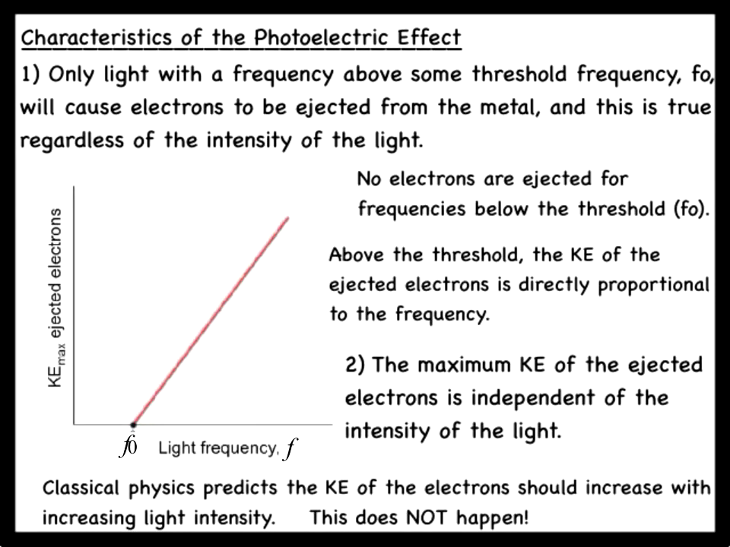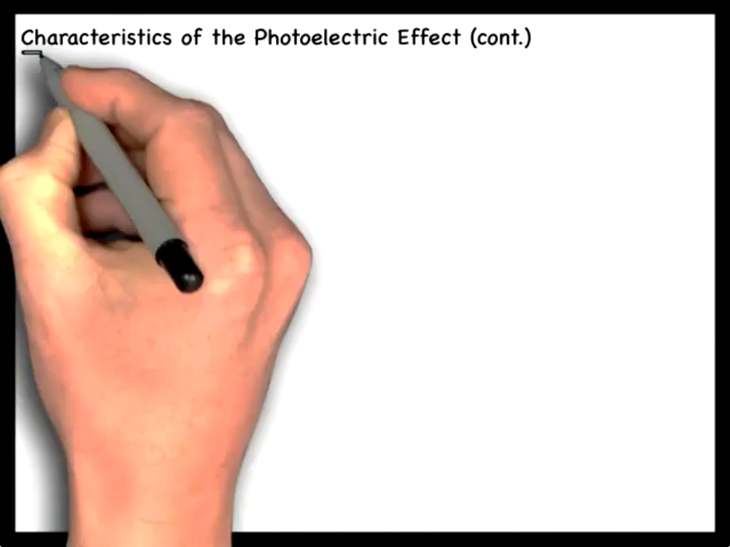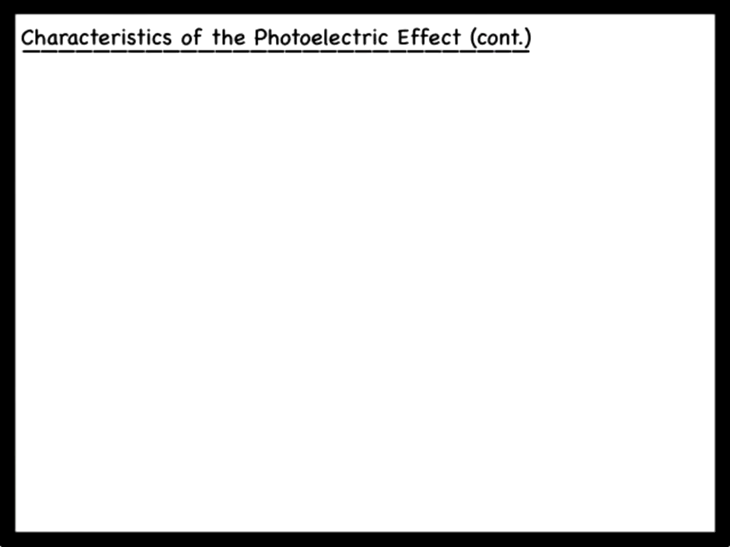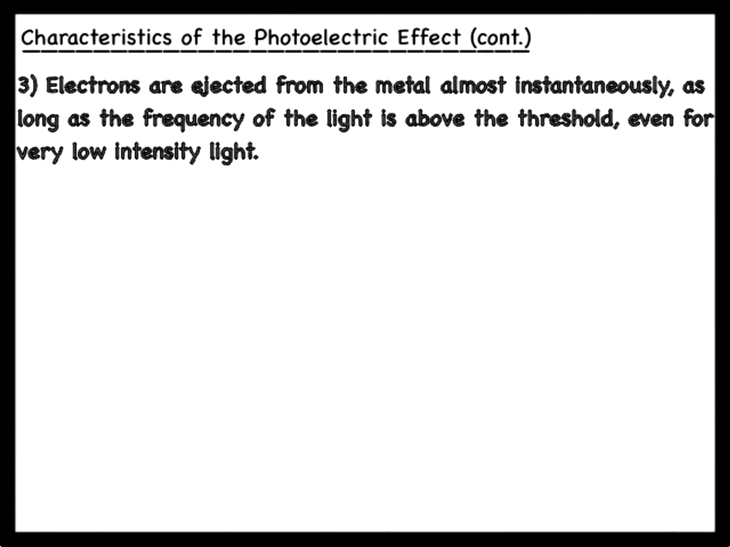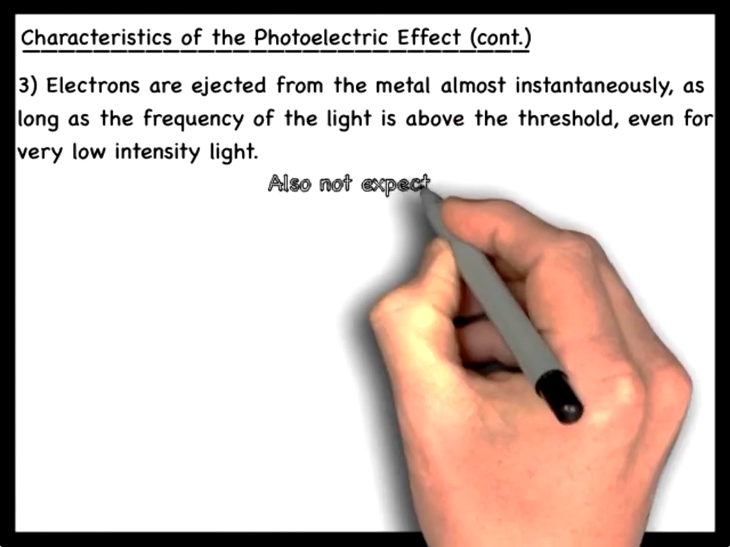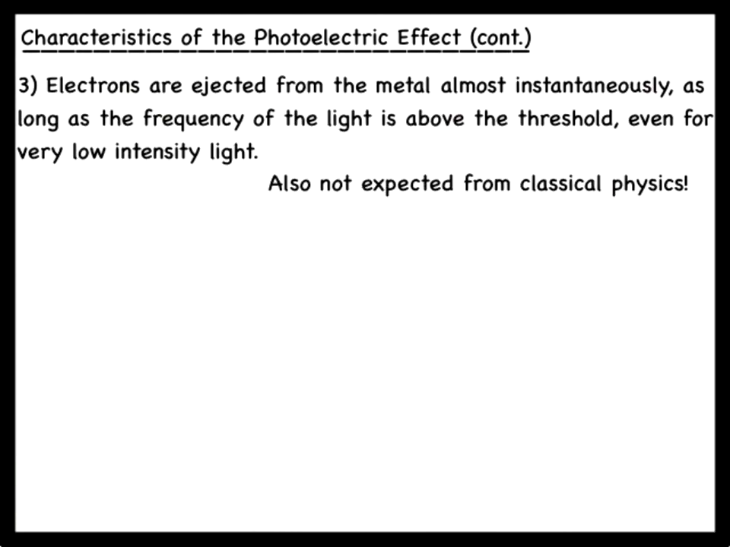Also, we would expect that if we used very low intensity light, it would take a long time for the electrons to build up enough energy to be ejected from the metal surface. However, this doesn't happen either. Even if the light intensity is very low, electrons are still ejected from the metal surface almost instantaneously, as long as the frequency is greater than f0.